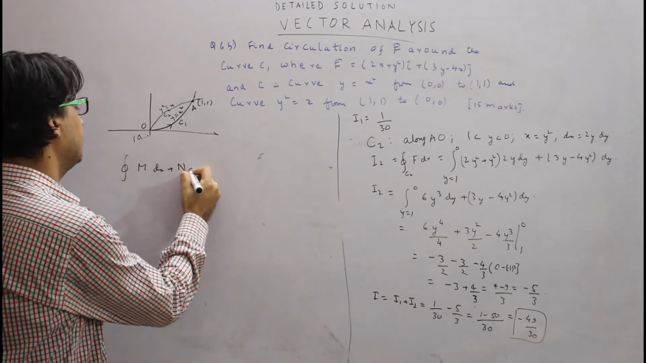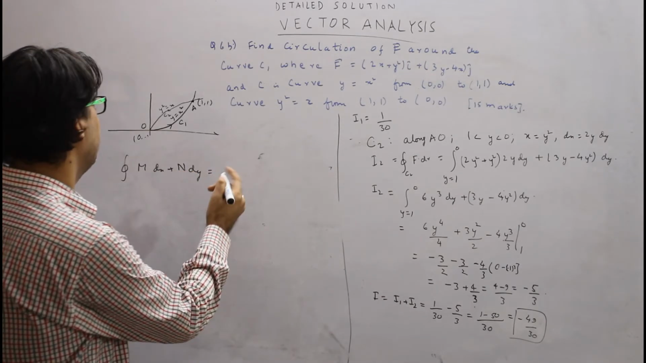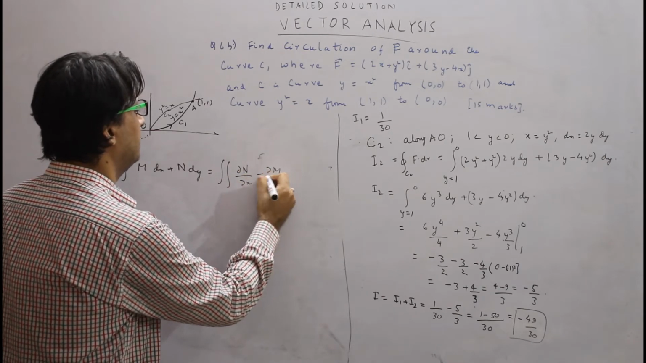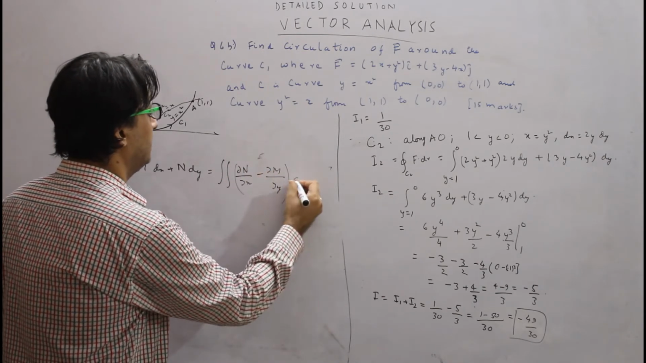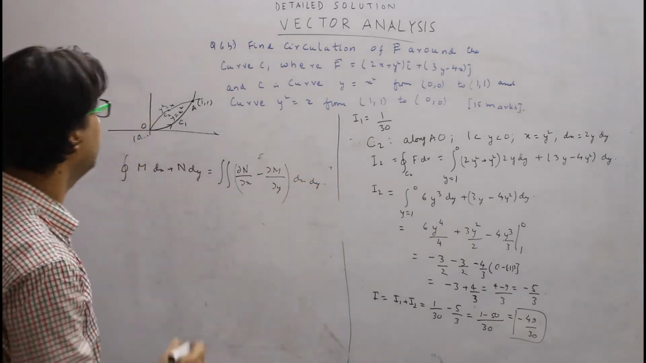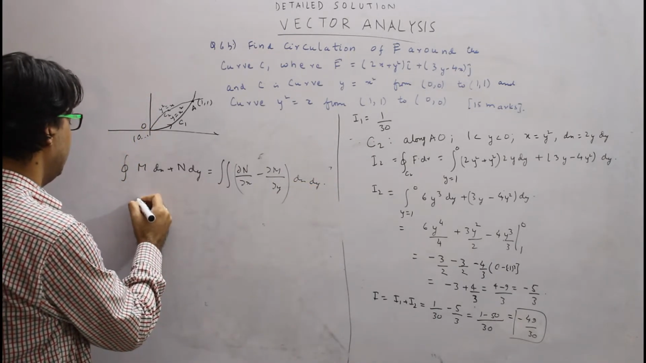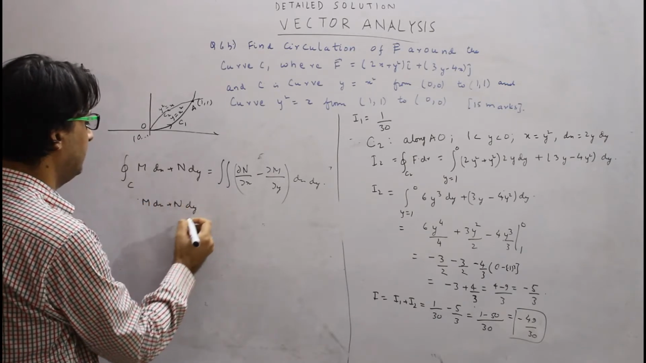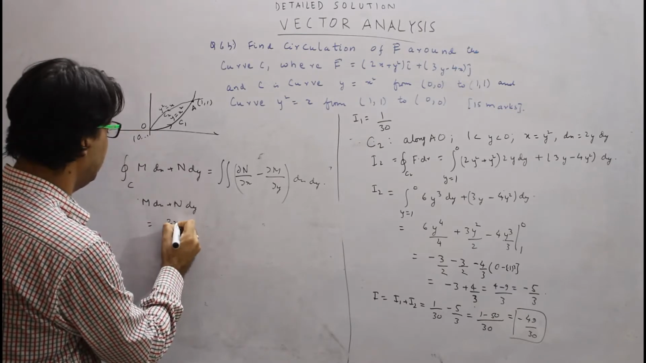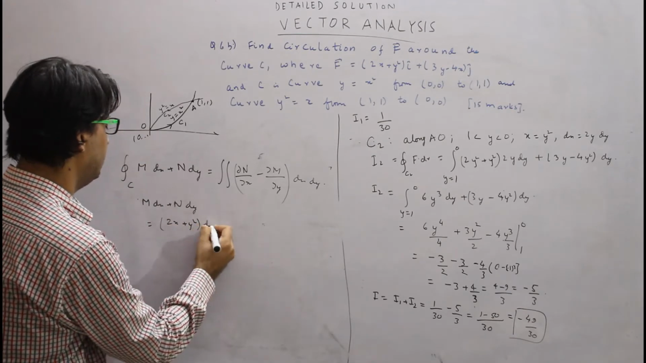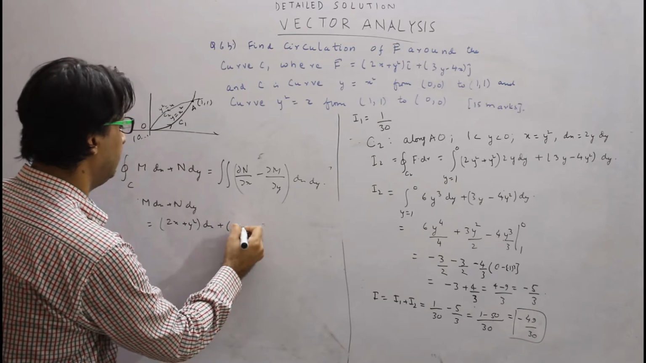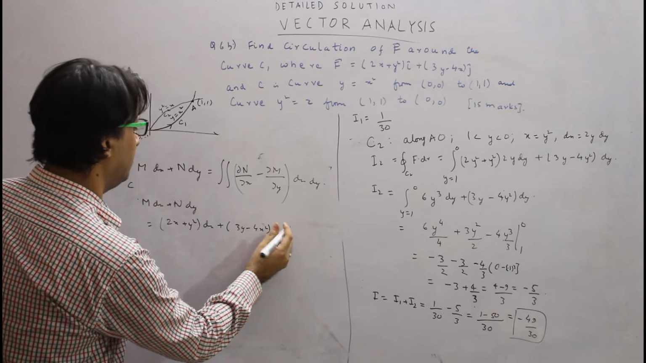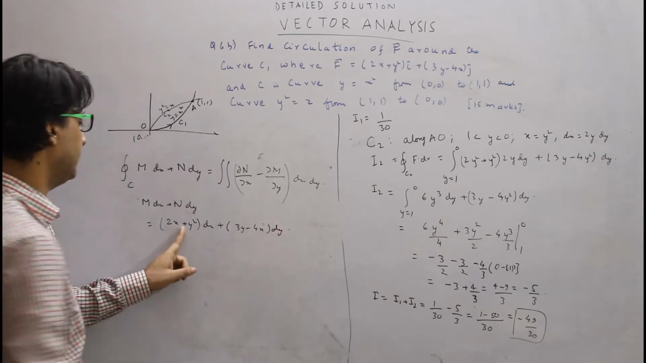verify our answer in the examination. Sometimes they may even ask to verify through Green's theorem. So we can write this as double integral of dx dy, and here we are having M dx plus N dy. Here it is 2x plus y square dx plus 3y minus 4x dy. So this is M, this is N.